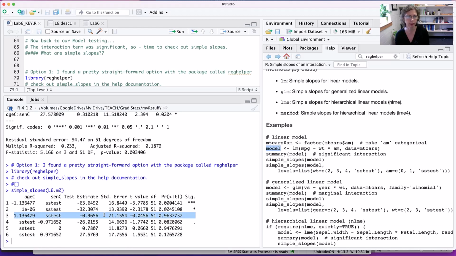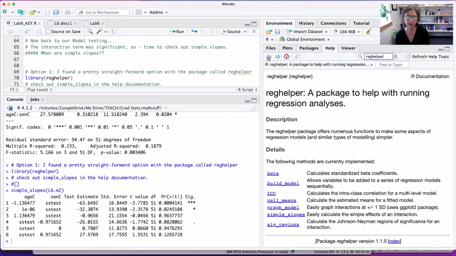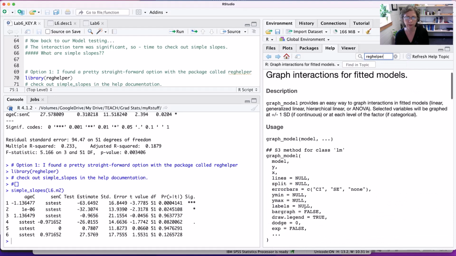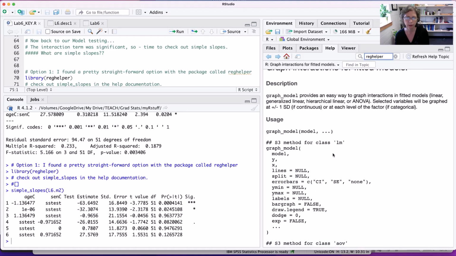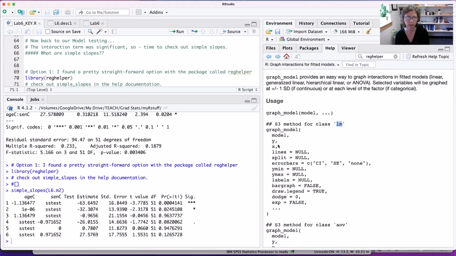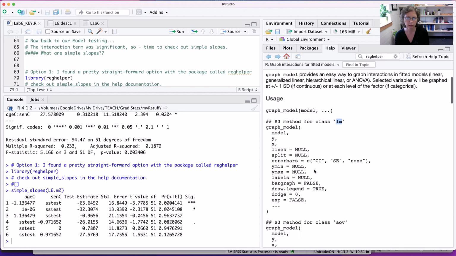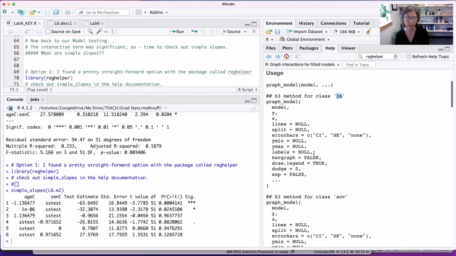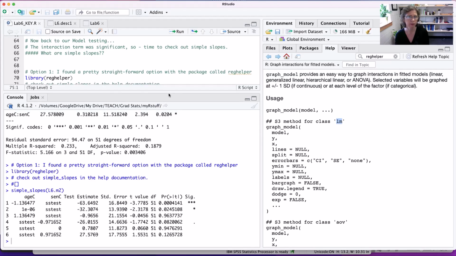Option 1 there, Reg Helper. That we saw in the help file about graph model, that looks cool. I wonder how hard that is. Uses ggplot2, which we use. Graph model. When we're using a linear model, the model, the y, the x, those are required. Error bars if you want them. We can try that. Let's see what it does.